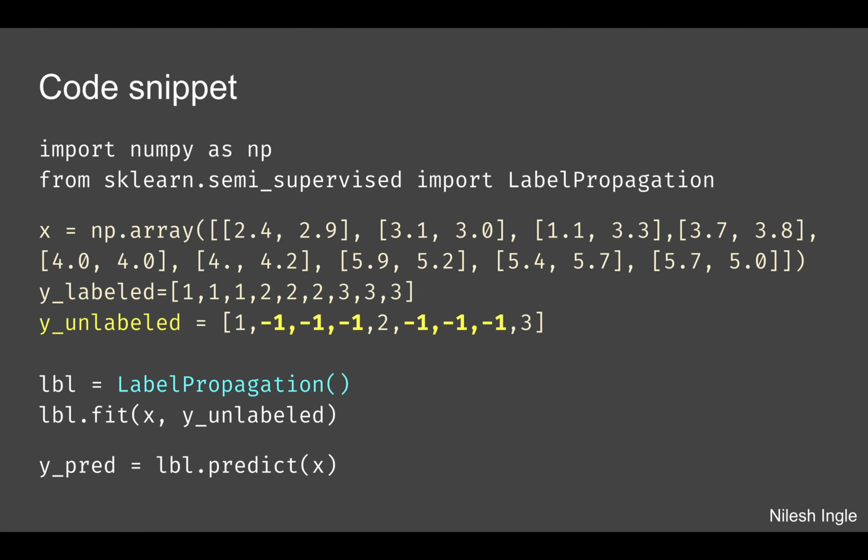So the code snippet is as shown here. We have this library, semi_supervised, and we are importing LabelPropagation. We have the X values for the features, and then we have the Y unlabeled data, which is shown here in yellow. And I've added the labeled data just so we know what to expect, whether the values are correct or not. If you run this code, you get Y predicted values, and those should be the same as the Y labeled values that we have here.